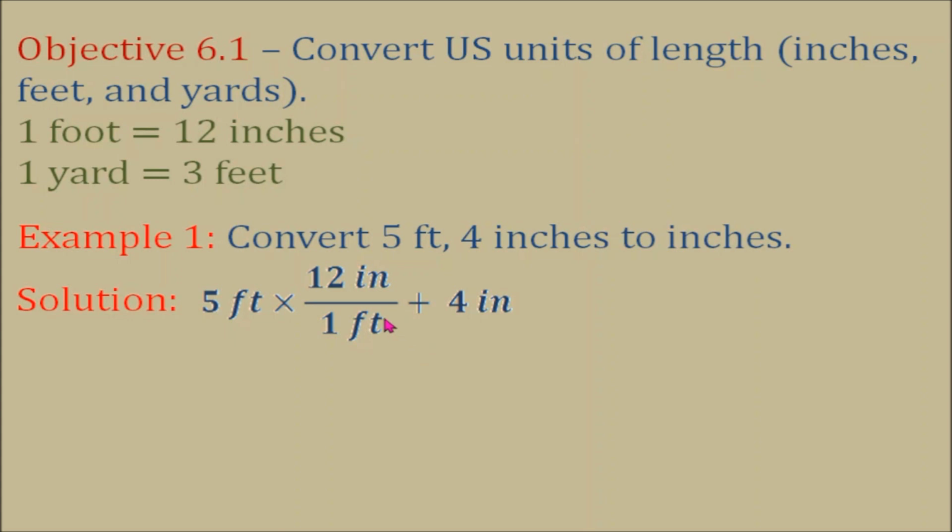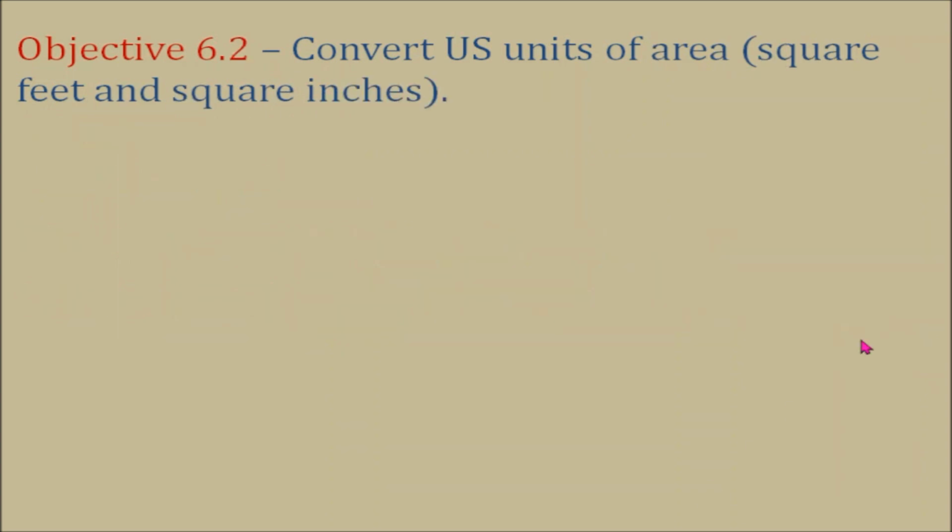So foot should be on the denominator so that this unit will cancel out. 5 times 12 inches equals 60 inches, then plus 4 inches. And 60 inches plus 4 inches equals 64 inches. Objective number 2. Convert US units of area: square feet and square inches. This is our conversion factor. 1 foot squared equals 144 inches squared.